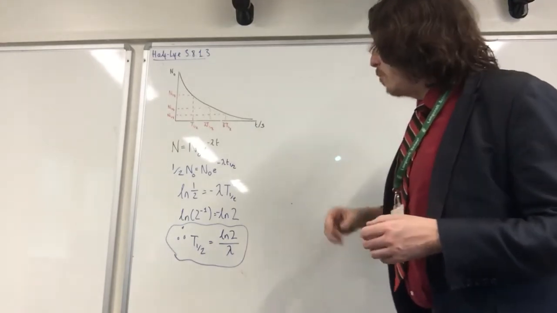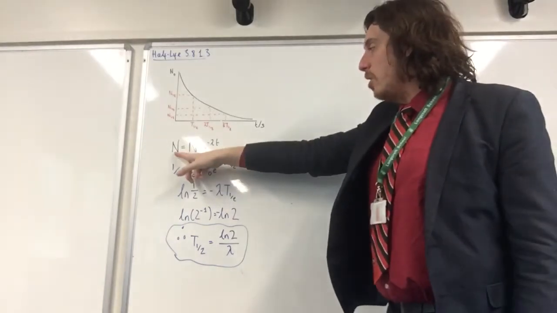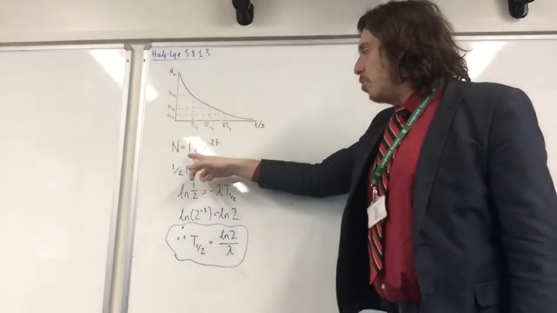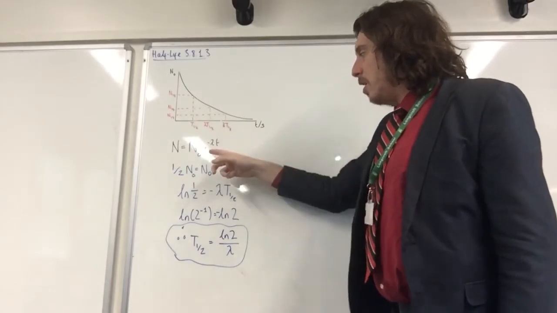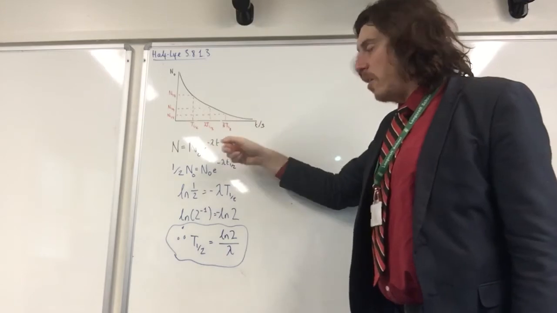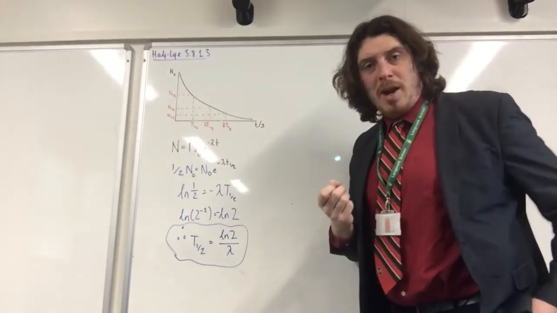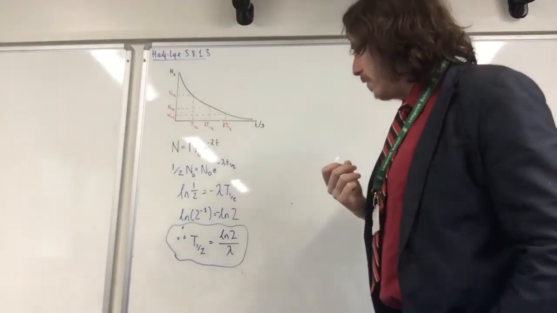Okay, so the other lesson, we had a look at this equation, which is the number of nuclei is equal to the initial number of nuclei multiplied by the exponential of the negative decay constant times the time elapsed. Now we can use this to derive an equation for half-life.